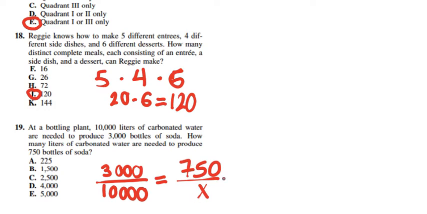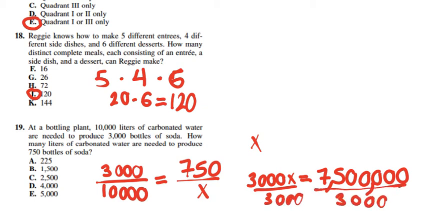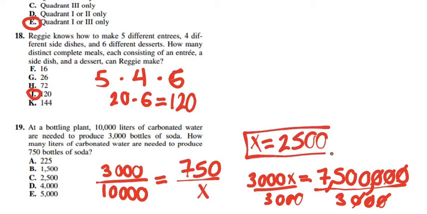X. If we cross multiply both sides, we'll get 3,000x equals 10,000 times 750. We add a 0 and multiply by 75, so that 1 becomes 75, and then we have 5 zeros. 1, 2, 3, 4, 5. So 7.5 million. And then to get x by itself, we divide by 3,000 on both sides. We can cancel some zeros out. 1 on the top, 1 on the bottom. And then 7,500 divided by 3 would be 2,500. Which would be answer choice C.